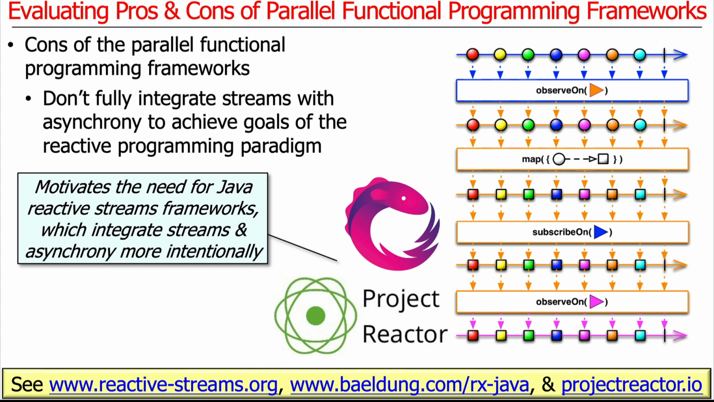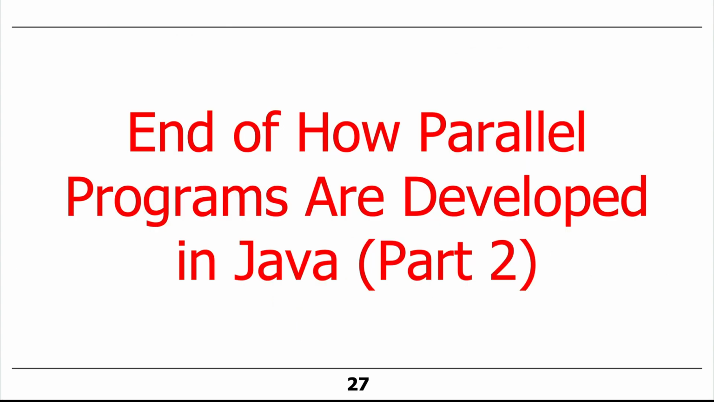So needless to say, in order to achieve this better integration of streams with asynchrony, that's going to motivate the need for other Java frameworks, in particular Java reactive streams frameworks, which integrate streams and asynchrony more intentionally than you get by using parallel streams and completable futures together or in isolation. So we'll be talking about some of these frameworks such as Project Reactor and RxJava later in the course. So that's the overview of how you can develop parallel programs using modern Java features like, again, parallel streams and/or completable futures.